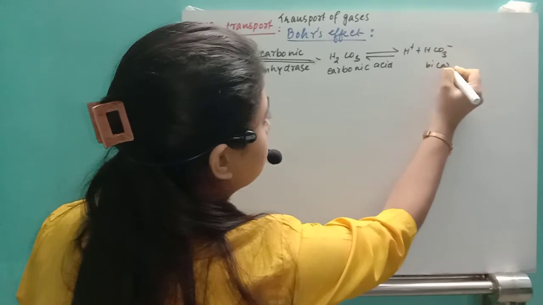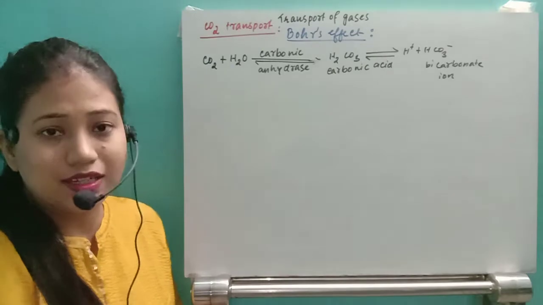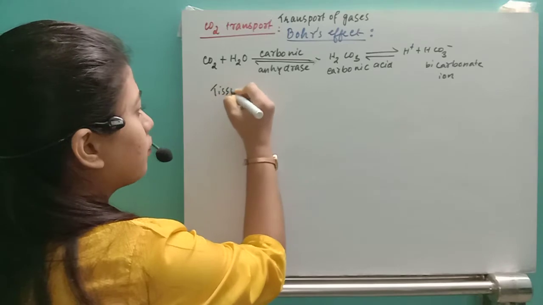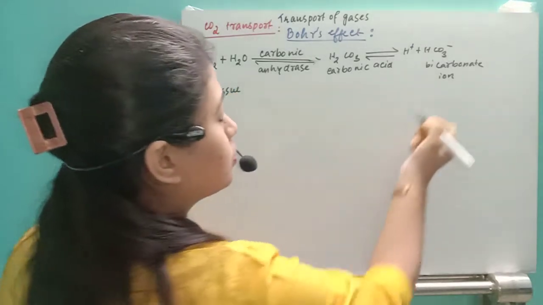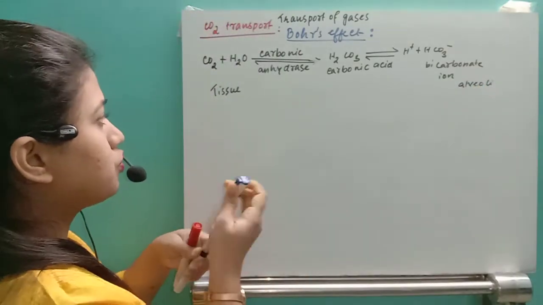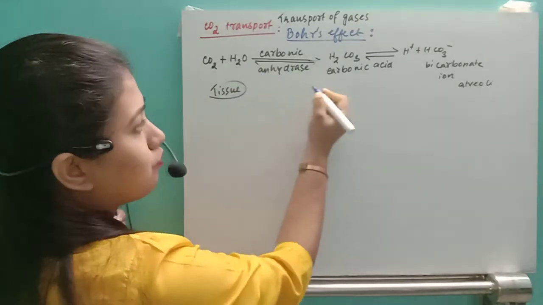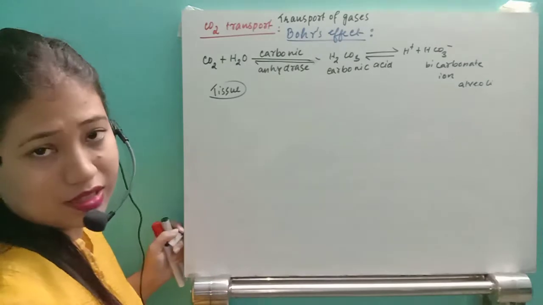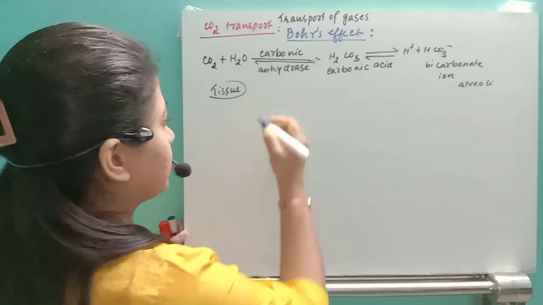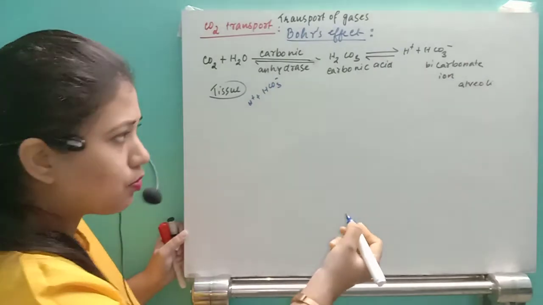This is called the bicarbonate ion, right? And this is called the Bohr's effect. Whenever the transport of carbon dioxide occurs from the region of the tissue to the region of the alveoli, what happens? Okay, so this is the region of the tissue. This carbon dioxide binds with water, it forms carbonic acid, and that carbonic acid is broken down, it dissociates into hydrogen ion and bicarbonate ion. So here we have hydrogen ion and bicarbonate ion, and this way it is transported.